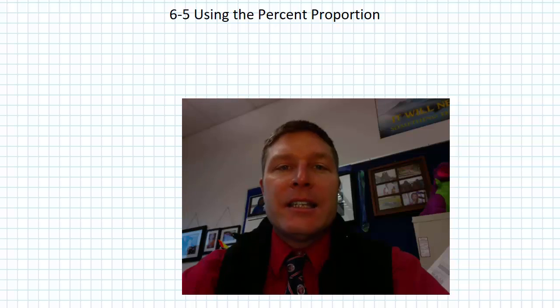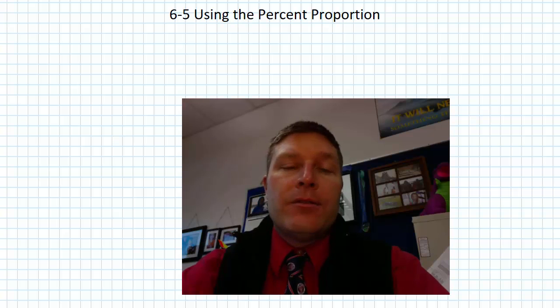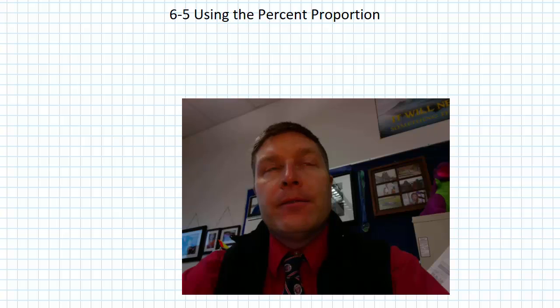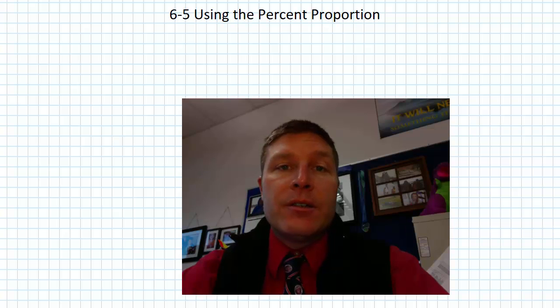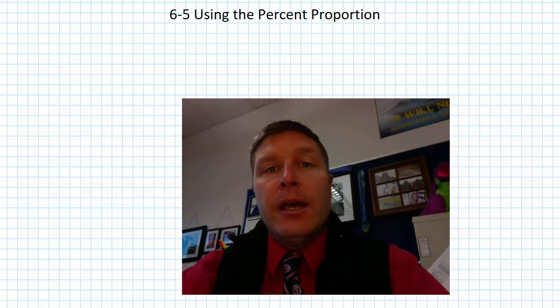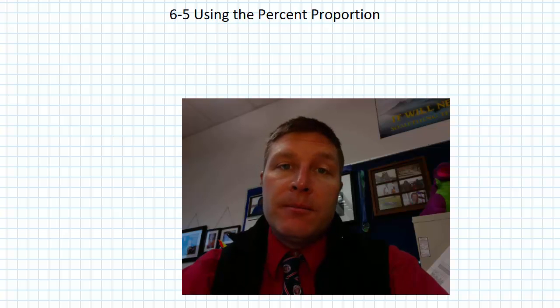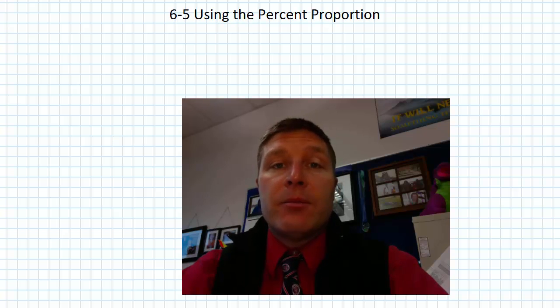Everybody, today's lesson is 6.5, using the percent proportion. Now, this involves questions like: if a quarter is made out of a core of all copper, which means a quarter is 3 parts copper and 1 part nickel, what percentage of the quarter is copper? Well, 3 parts out of 4 total parts is copper, and you might say, well, 3 out of 4 is how many percent? Okay, we could build it up to be 75%.